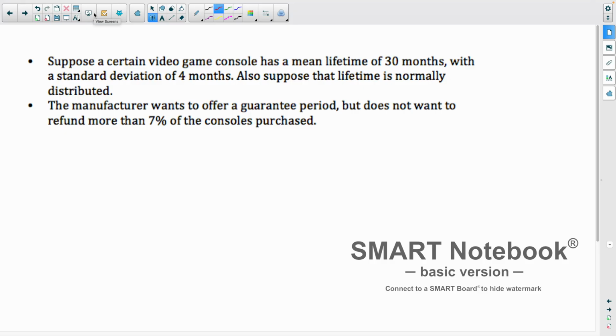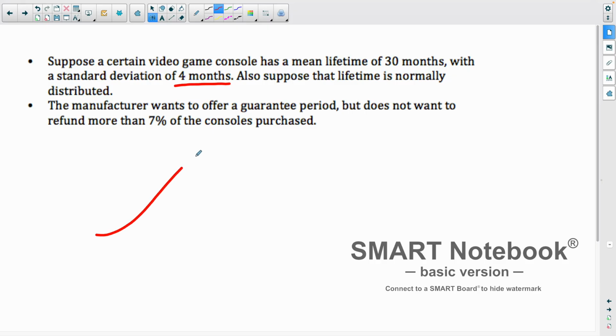If I'm Nintendo, I'm making that Switch, and the mean lifetime of the product is 30 months. How long is 30 months? It's less than 3 years. It's 2.5 years. 24 would be 2 years, and then 6 months, so that'd be 2.5 years. With a standard deviation of 4 months, suppose that the lifetime is normally distributed, so it follows this curve.